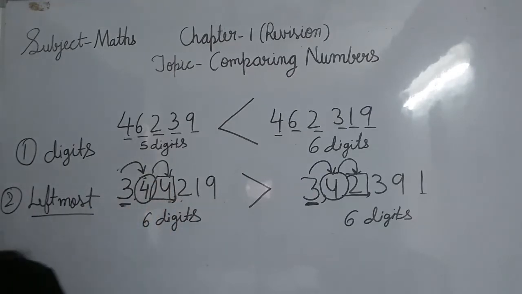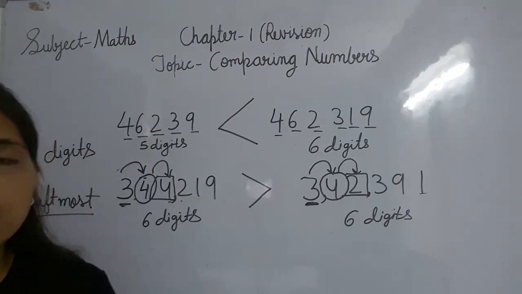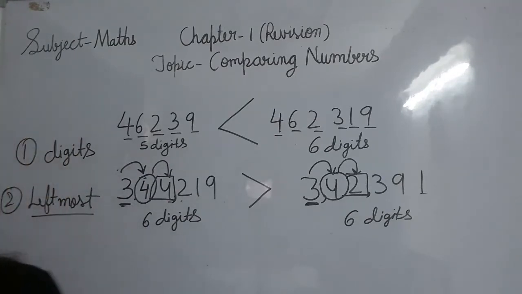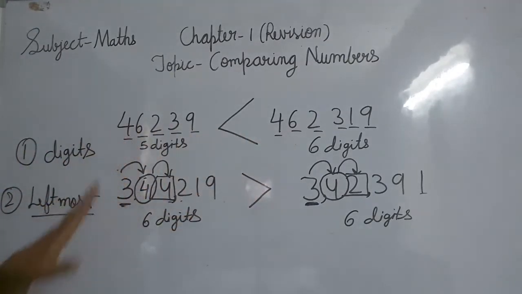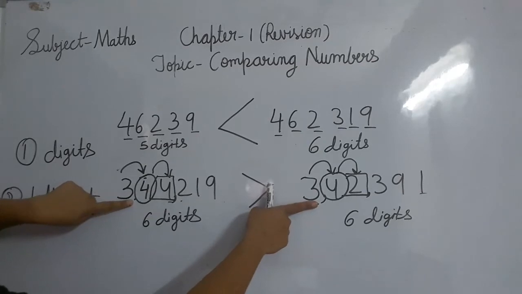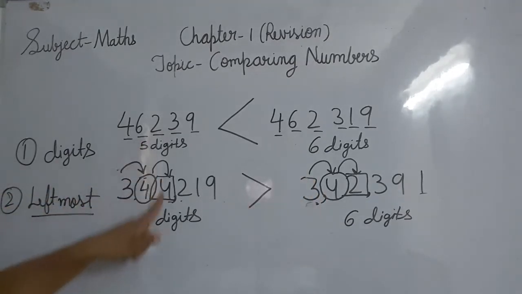Clear? So what are the steps we need to follow to find out the greater or smaller number? First we need to check digits. The number which has more digits is the greater number. If the digits are the same, maybe both numbers have 5 digits or 6 digits, then we will check the leftmost number, this number. The number which is bigger there is the greater number. If the leftmost number, the first number, is the same, then we'll check the next number.